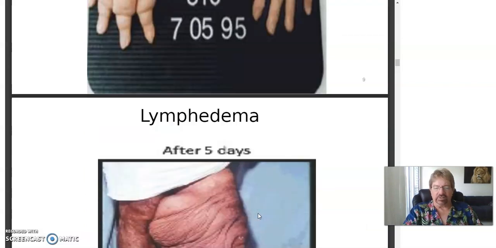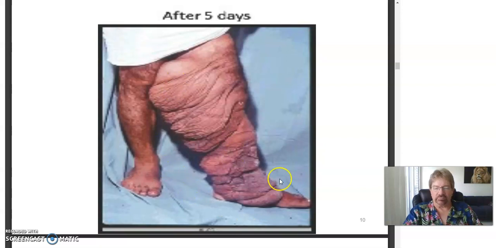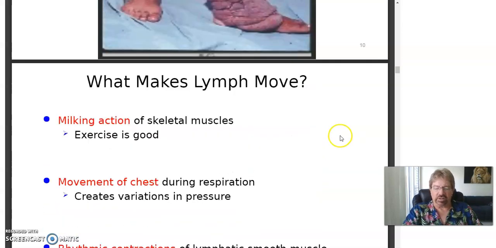After 5 days, it looks like elephant skin. So some of this, guys, can be quite serious. I mean, there has to be reasons for it. But as I say, sometimes surgery, or if the lymph nodes are clogged up with debris and stuff, cancerous cells.